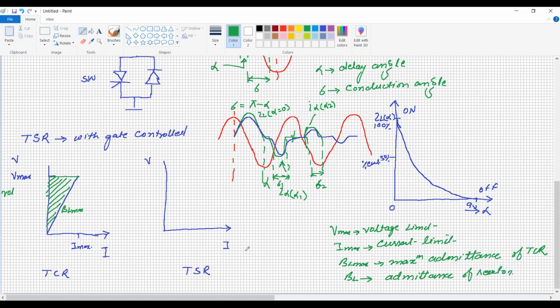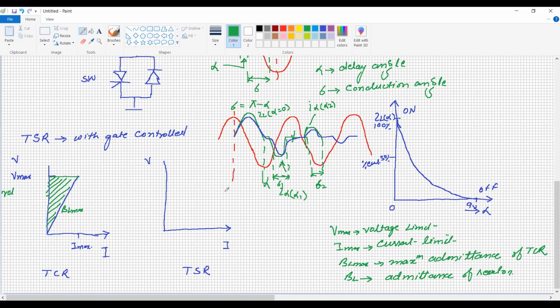So this area represents the controllable VAR generation, because in the thyristor control, it is possible to change the firing angle, and by changing the firing angle, the conduction angle goes on decreasing, and hence the current and ultimately the reactive power absorption.